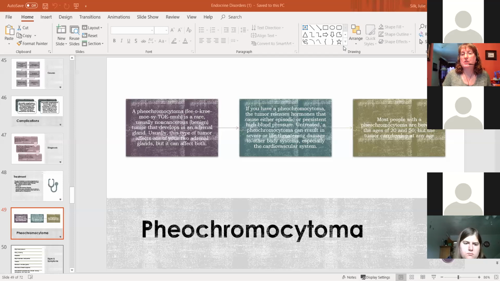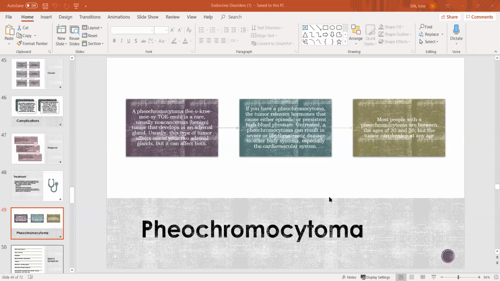Okay, so pheochromocytoma. Basically it's a tumor in your adrenal glands. I don't know if you remember at the beginning of this, we showed that picture, and your adrenal glands are on top of your kidneys, right? That's where this would be. Usually this type of tumor affects either one or both of those adrenal glands, and it can cause some crazy symptoms. Typically when people get this, they're between 20 and 50 years old, but it can develop at any age.